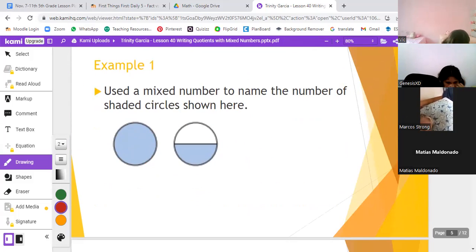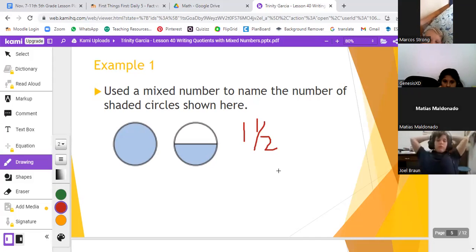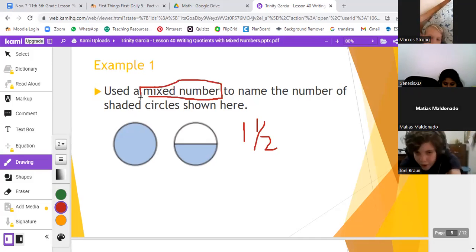So if we use a mixed number to name the number of shaded circles shown here, we would write 1 and 1/2. So today, when you do your work and it asks you to write a mixed number, you cannot write 2.5 or 1.5. You have to write a whole number and a fraction. Okay, so a mixed number means a whole number and a fraction. Marcos, question?